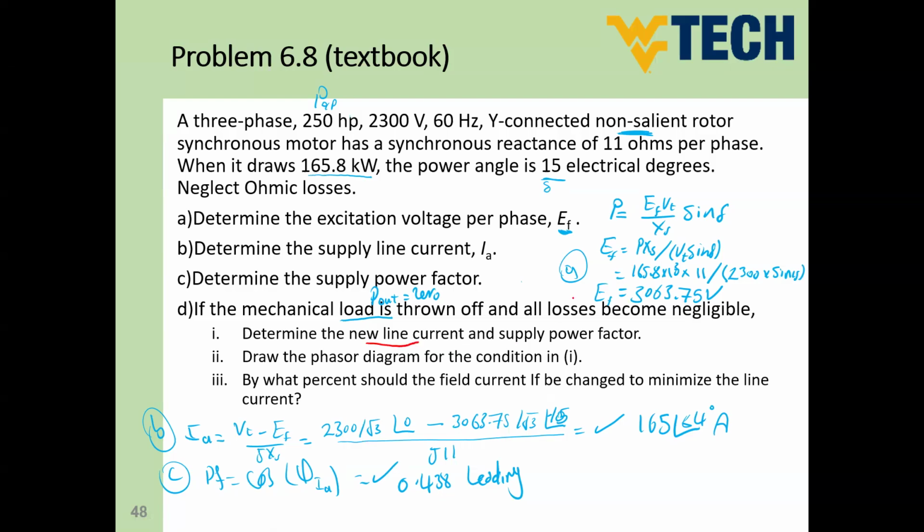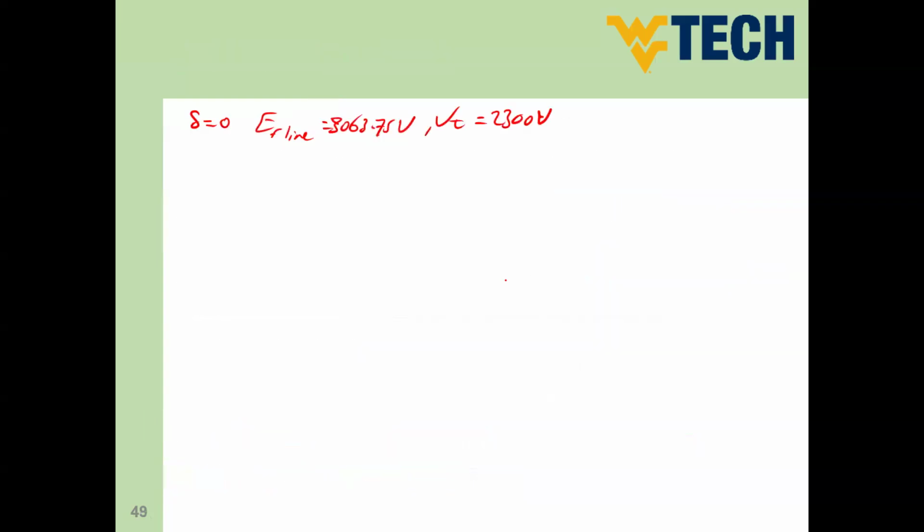So I'm going to repeat part B again in this case. So IA equals V terminal minus EF divided by jXS. So again, 2300 divided by root 3 at angle 0, minus the excitation volt, which is 3063.75 at angle, this is now going to be 0 because we have delta equals 0, divided by j11. And this would give us the new current.